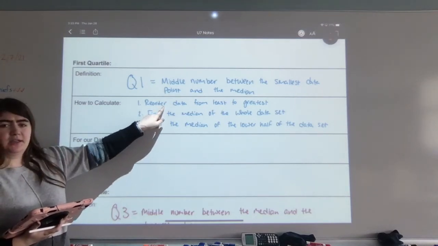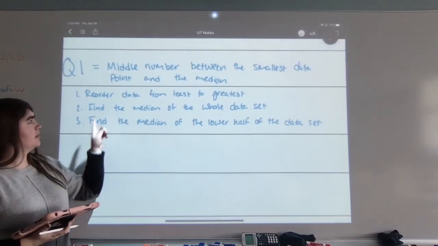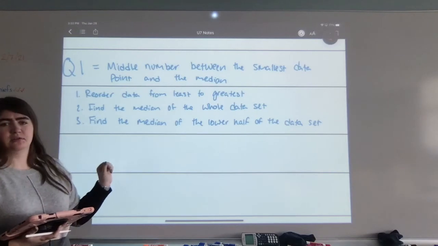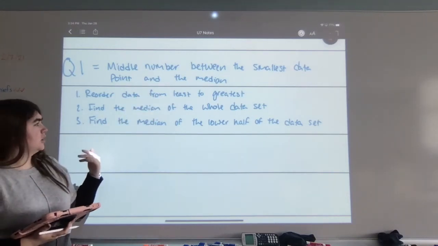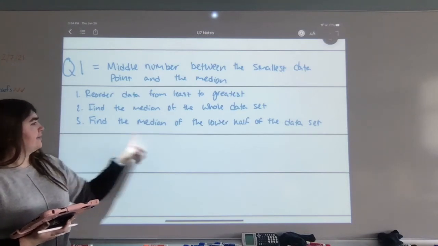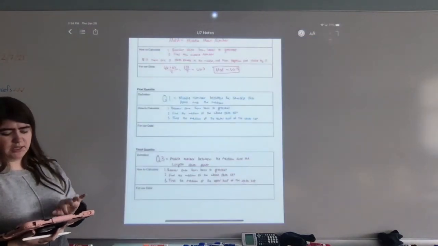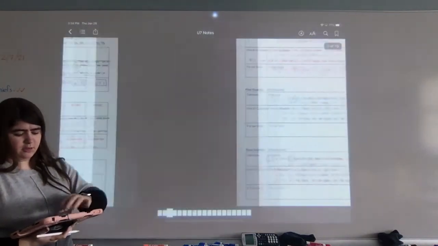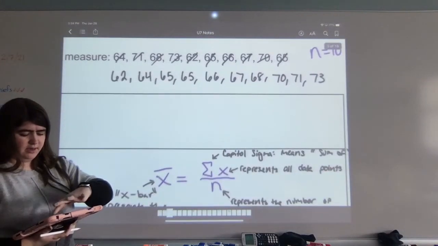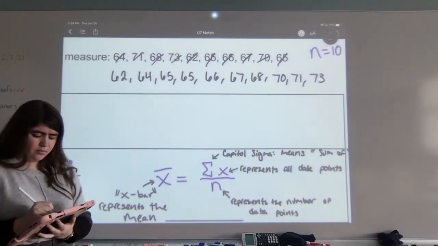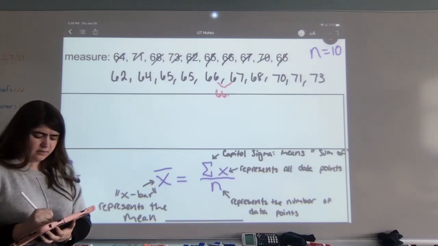In order to calculate it, you're going to reorder the data from least to greatest. Then you're going to find the median of the whole data set. Well, we already did those two things when we were working on the median, so we already know that. And three, find the median of the lower half of the data set. So let's go back to our data set, which was on the other page, and I'm going to label the median in this data set. The median was right in between 66 and 67 at 66.5.